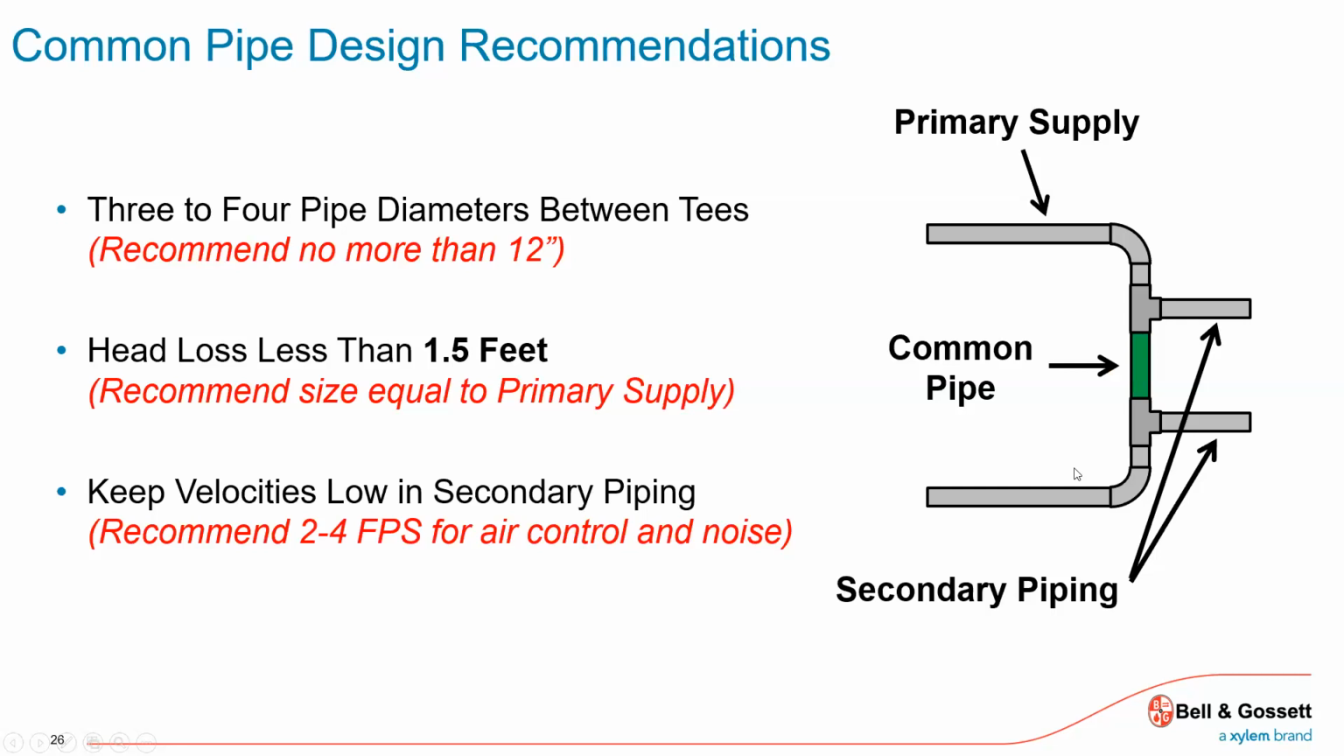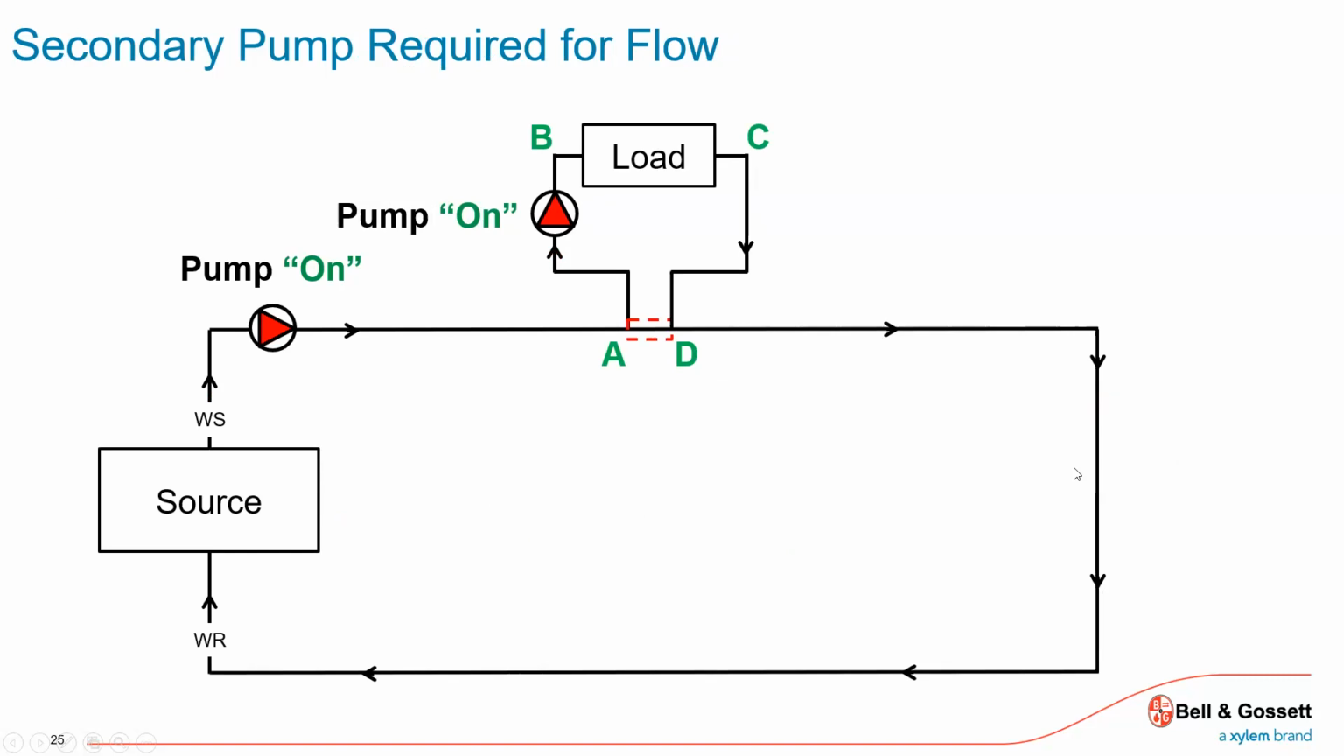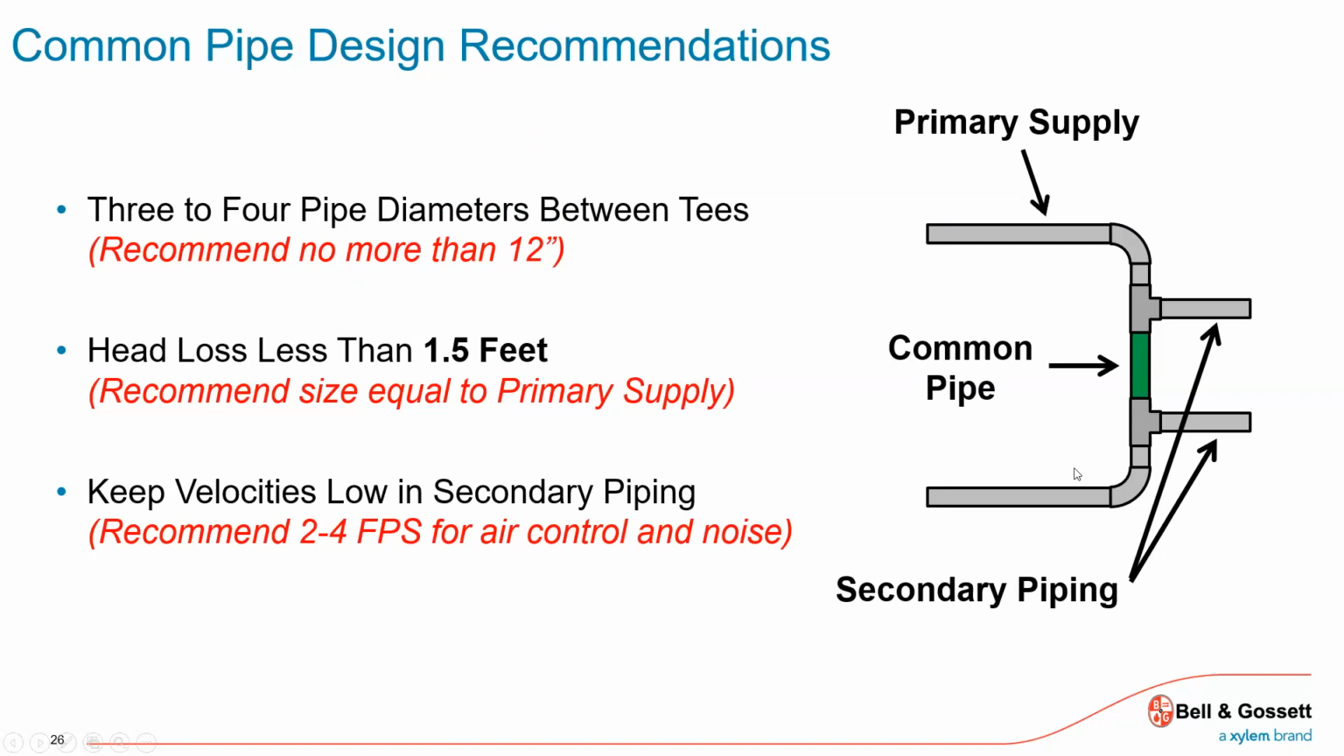So, a couple of rules of thumb or things to be aware of. This decoupler has also been called over the years the common pipe. It's common to both circuits, this distribution circuit and this load or secondary circuit. Years ago, a rule of thumb, and it's pretty safe, is that 3 to 4 pipe diameters between the T's is a number to work with. Keep that pressure drop, the head loss, less than 1.5 feet.